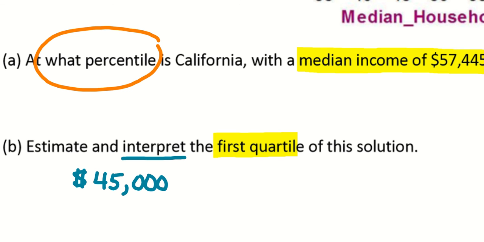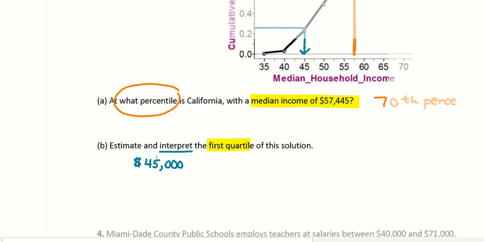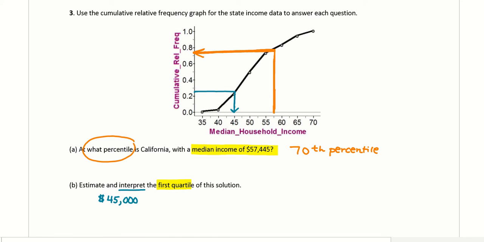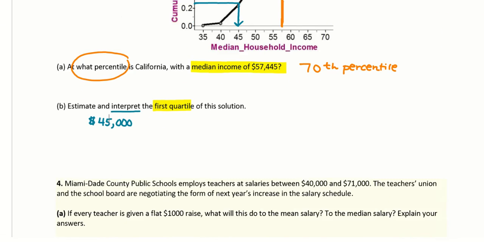But it also asks us to interpret what that means. And what that means is, in the state of California, about 25% of the homes are going to cost less than, or not cost less, the income level is going to be less than $45,000. Sorry, I got mixed up there. So the interpretation is 25% of the household incomes will be less than $45,000. So we want to make sure we write that.